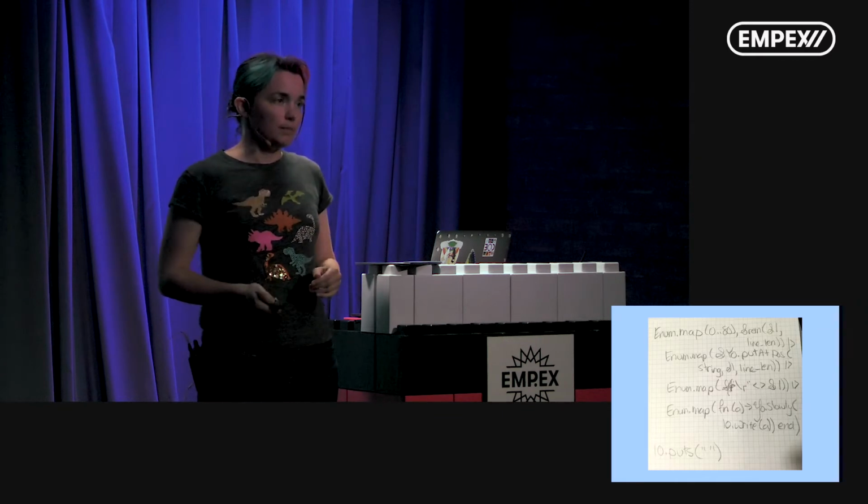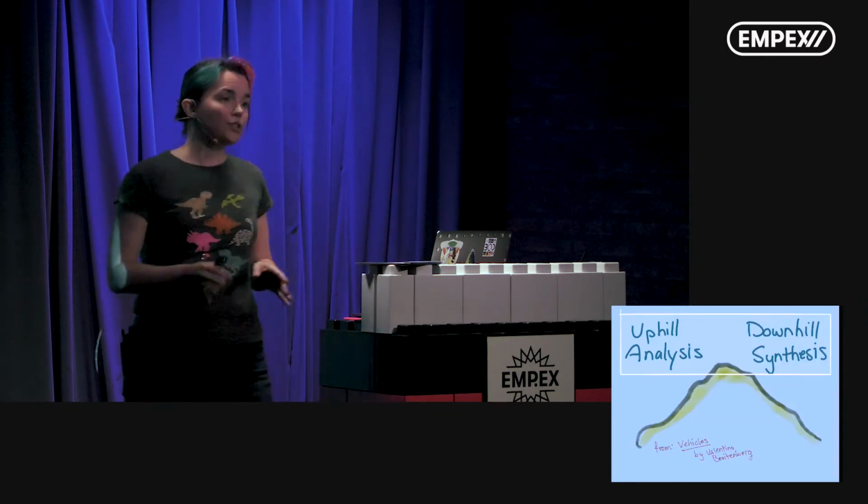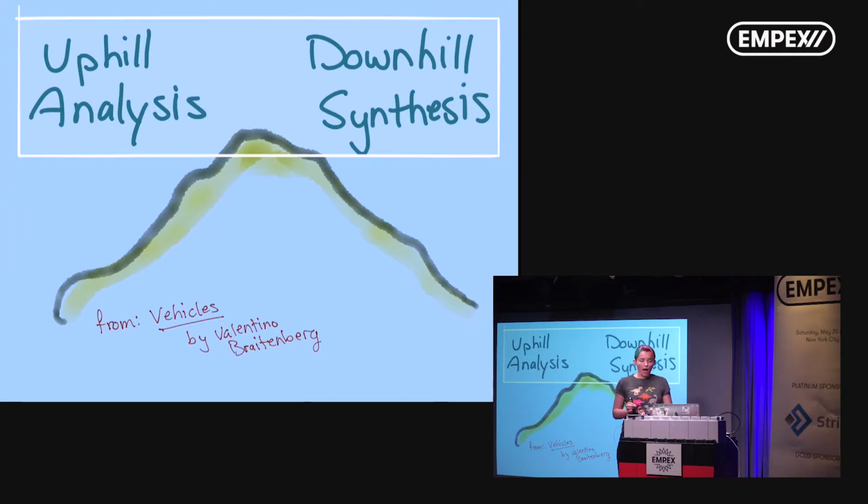And those systems, even small ones, are subject to the principle of uphill analysis and downhill synthesis. And this is from the book Vehicles by Valentino Braitenberg. What it means is, you wouldn't expect it, but these systems are a lot easier to build, the synthesis is downhill, than they are to figure out when you come at them from outside and look at them.